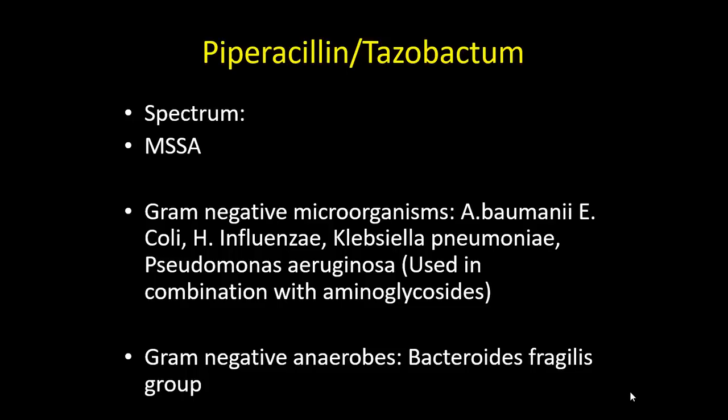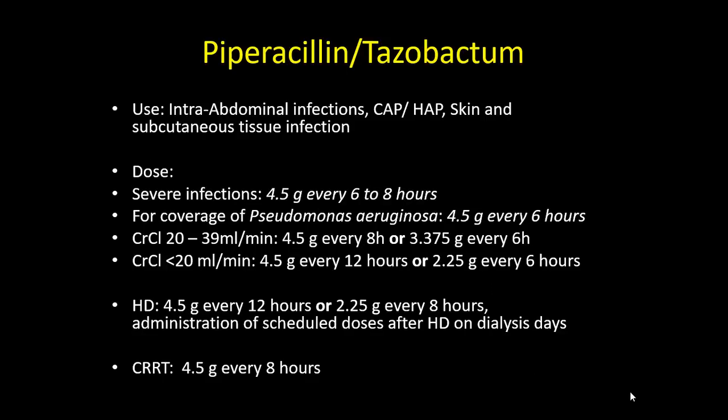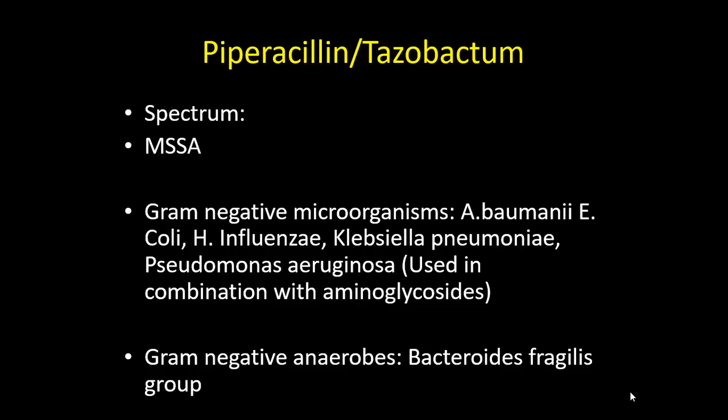Piperacillin-tazobactam: the spectrum of activity is again extensive. Methicillin-sensitive Staph aureus is a very common usage. Gram-negative microorganisms include Acinetobacter baumannii, E. coli, Haemophilus influenzae, and Klebsiella pneumoniae. So the majority of community-acquired pneumonia can be targeted with piperacillin and tazobactam. Anaerobes include the Bacteroides fragilis group.